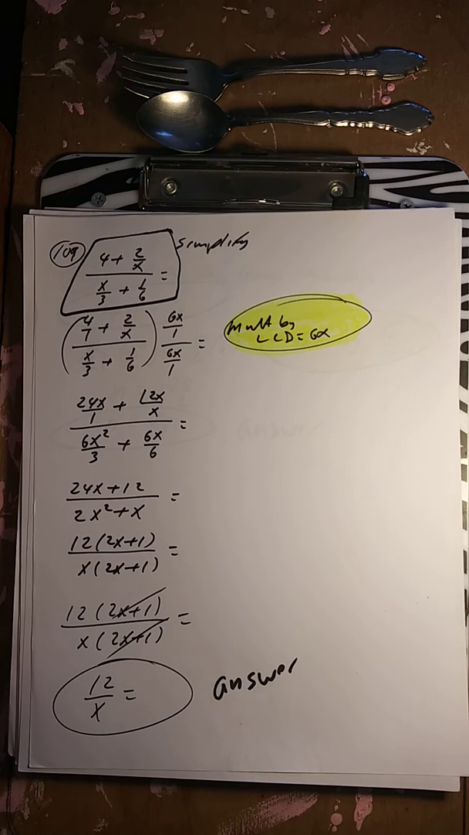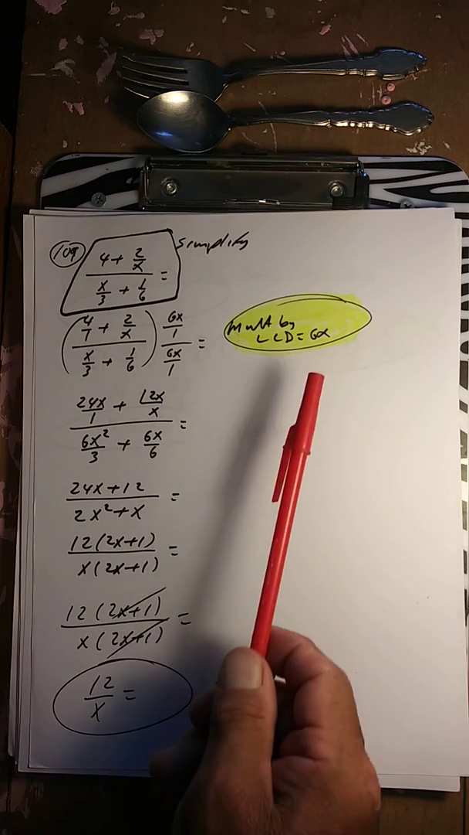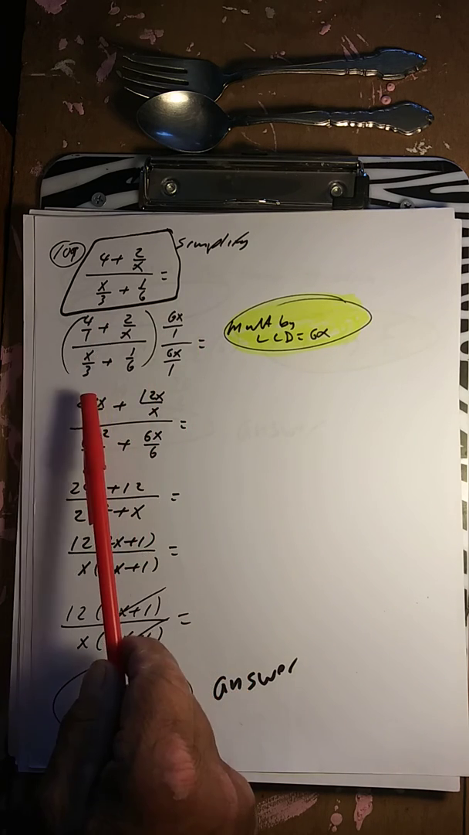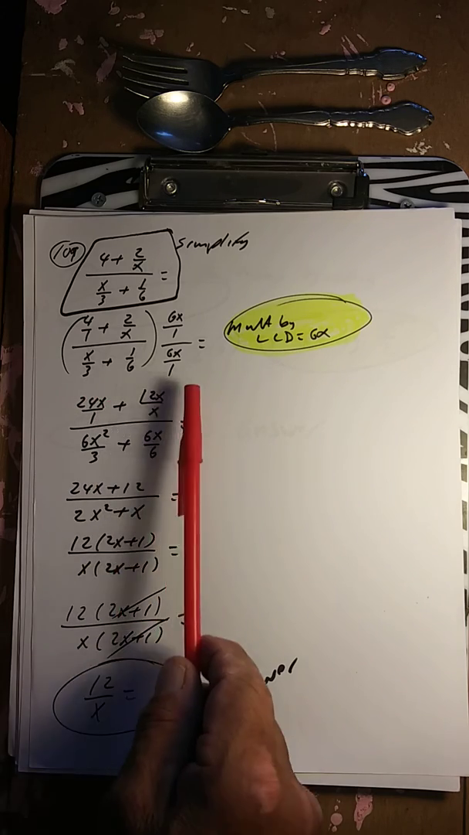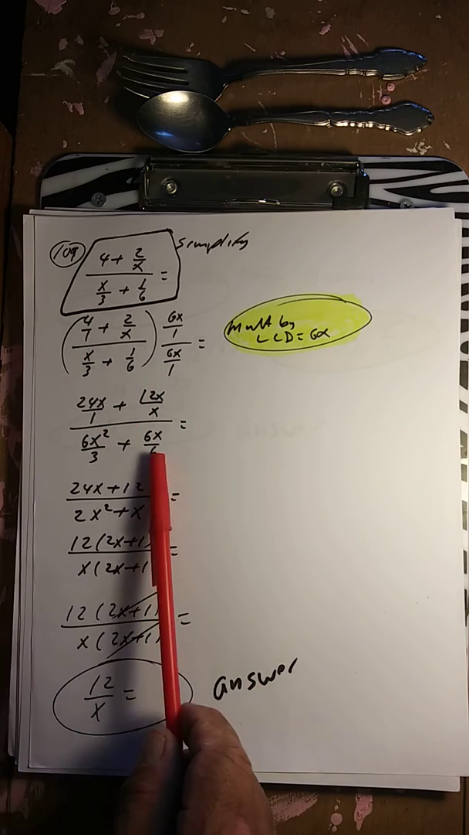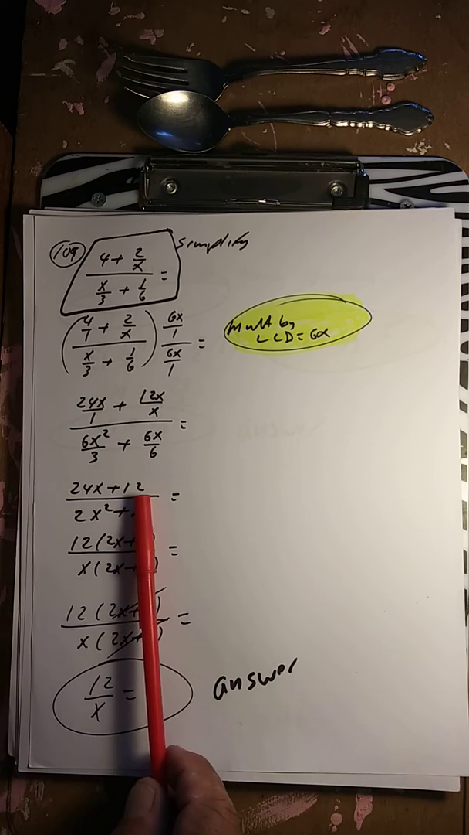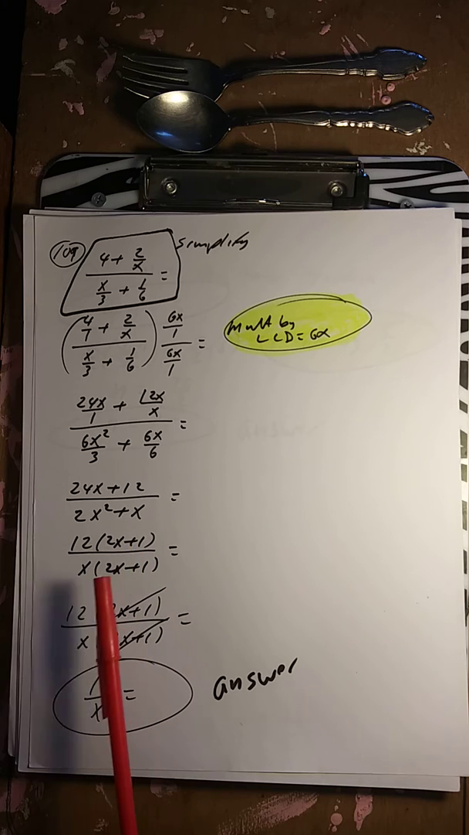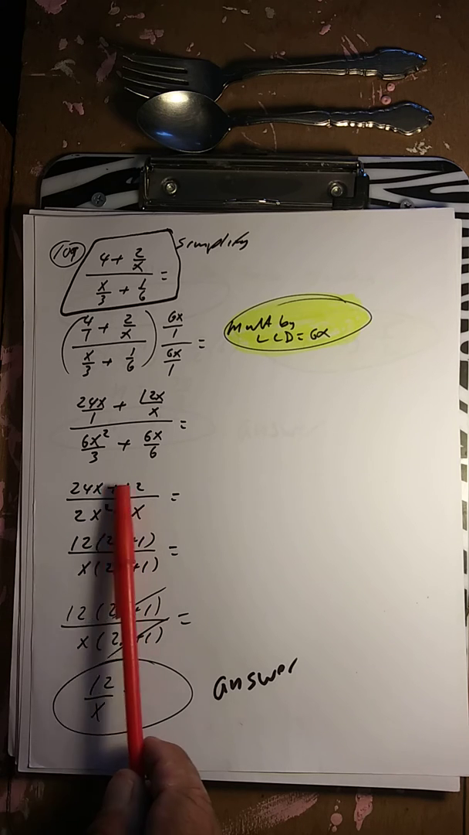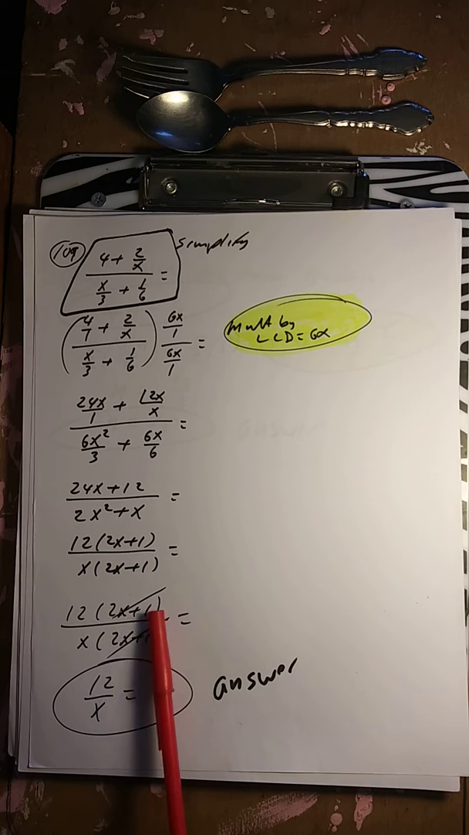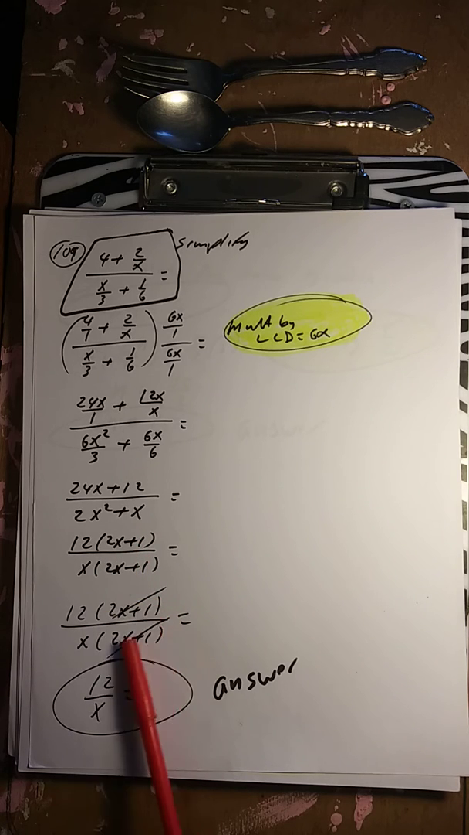Another complex fraction. LCD is 6x. Multiply everything by what? 6x, 6x, both sides. So now, when I do that, I have 6x times this one is 24x over 1, 12x over x, that times that. 6x squared over 3, 6x over 6. And simplify these. It's going to be 24x plus 12, 2x squared plus x. And if I factor out the 12 from this, 12 times 2x plus 1, x times 2x plus 1. Notice that the 2x plus 1, 2x plus 1 are matching right here. So they're gone. So what's left over is 12 over x.